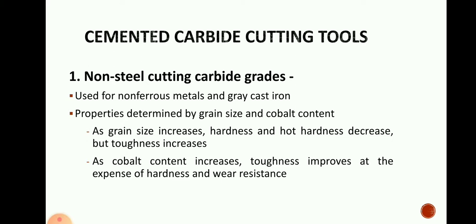Next, as cobalt content increases, the toughness improves at the expense of hardness and wear resistance. That means, as cobalt content is increased, toughness also improves. Grain size increases, then also toughness increases. With the increase of cobalt content, the toughness improves, but the hardness and wear resistance will decrease due to the increase in cobalt content. So that is regarding the non-steel cutting carbide tools.